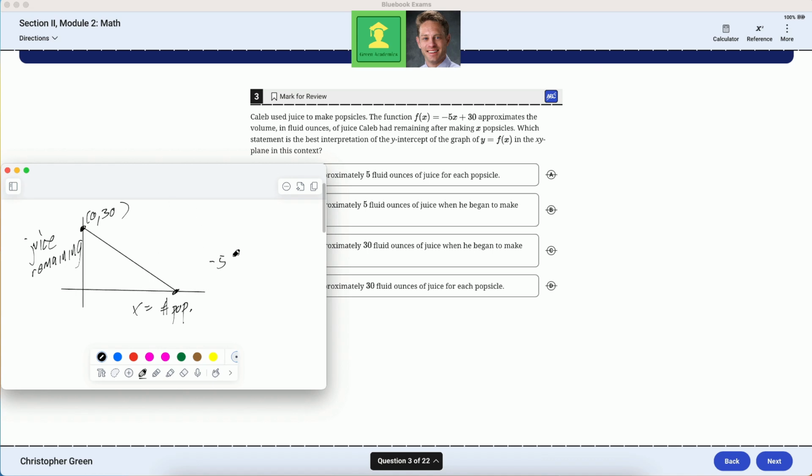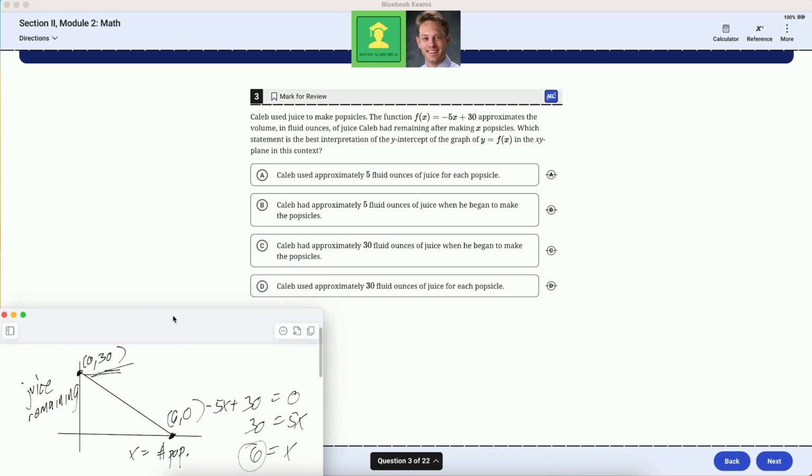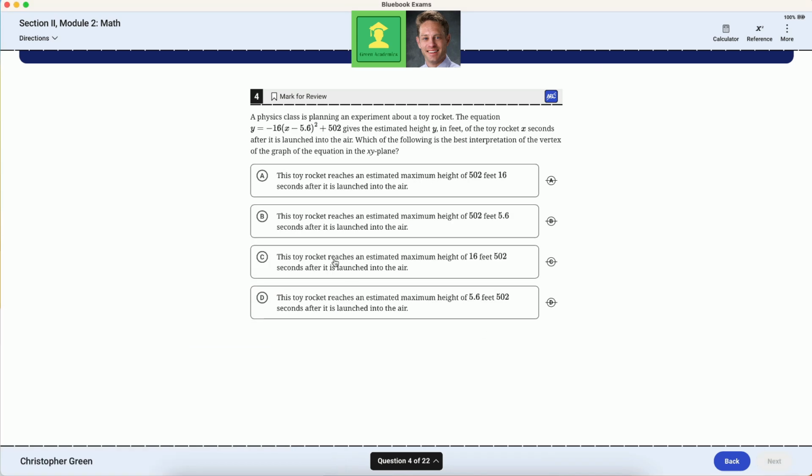And if you wanted to, you could solve for when it comes out to be 0, like this and this and this. So after 6 popsicles, there would be no remaining juice. But the meaning of the y-intercept is effectively the starting point. So I would say in the beginning, 30 units, right? 30 fluid ounces remain when he began to make the popsicles.